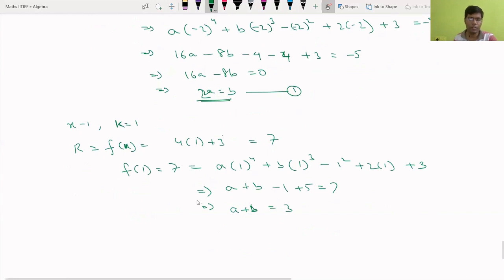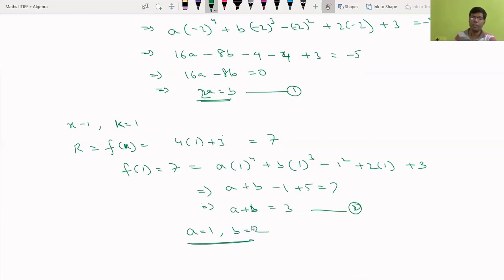If you solve equations 1 and 2, in fact you can directly tell because b is twice of a. So we get a is equal to 1 and b is equal to 2, because the sum is 3 and b is twice of a. So this will be the values of a and b. This is how we have to use the remainder theorem and then solve.